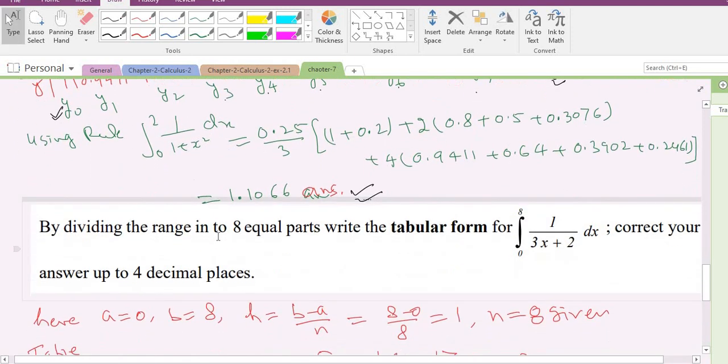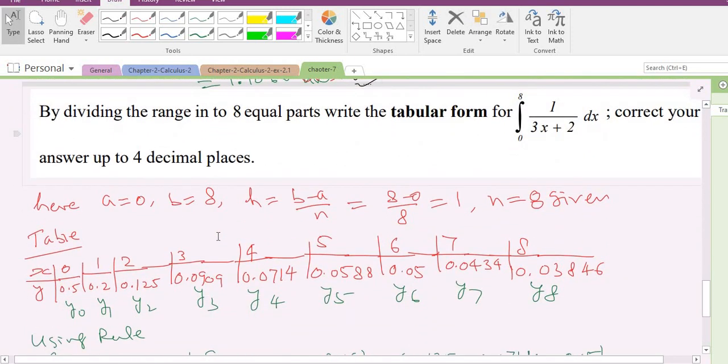Hopefully you people understand. Now another question which is given in my handout, that by dividing the range into 8 equal parts, write the tabular form of this. Correct your answer up to 4 decimal places. Maybe it is written as 4 decimal, 2 decimal. So it's up to you. But if it is not given, then at least you have to write until 3 decimal places.